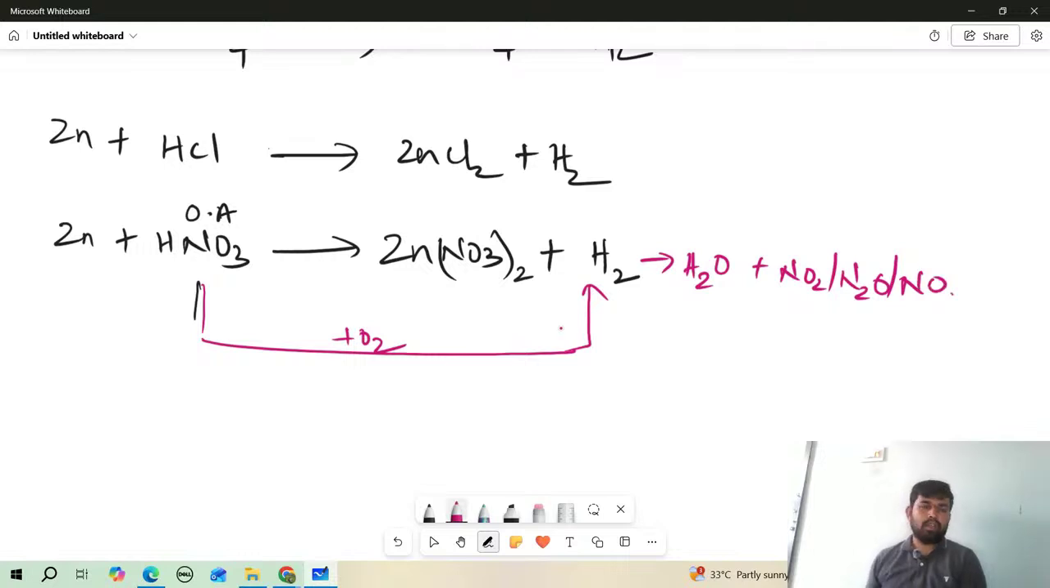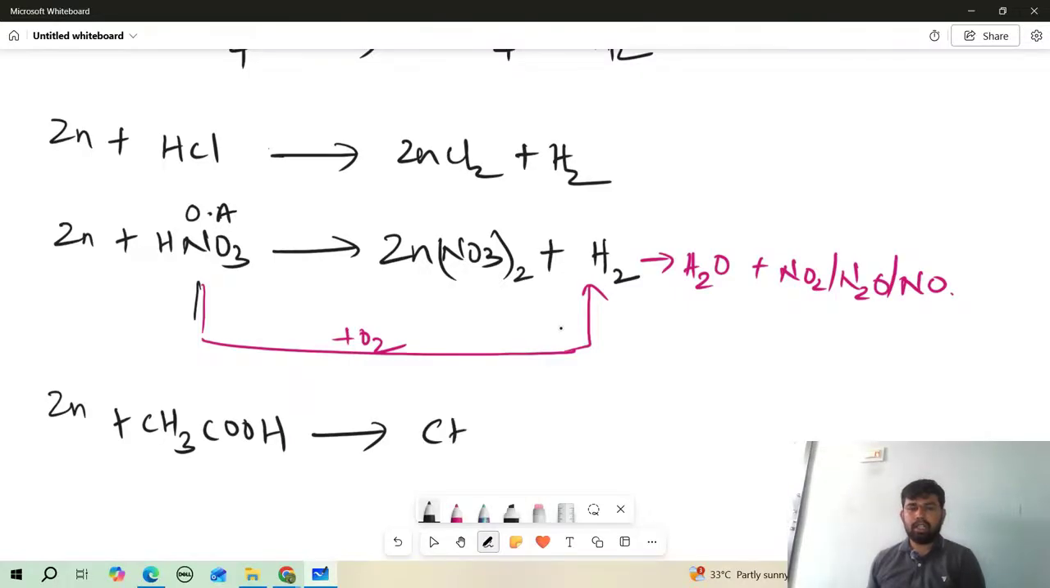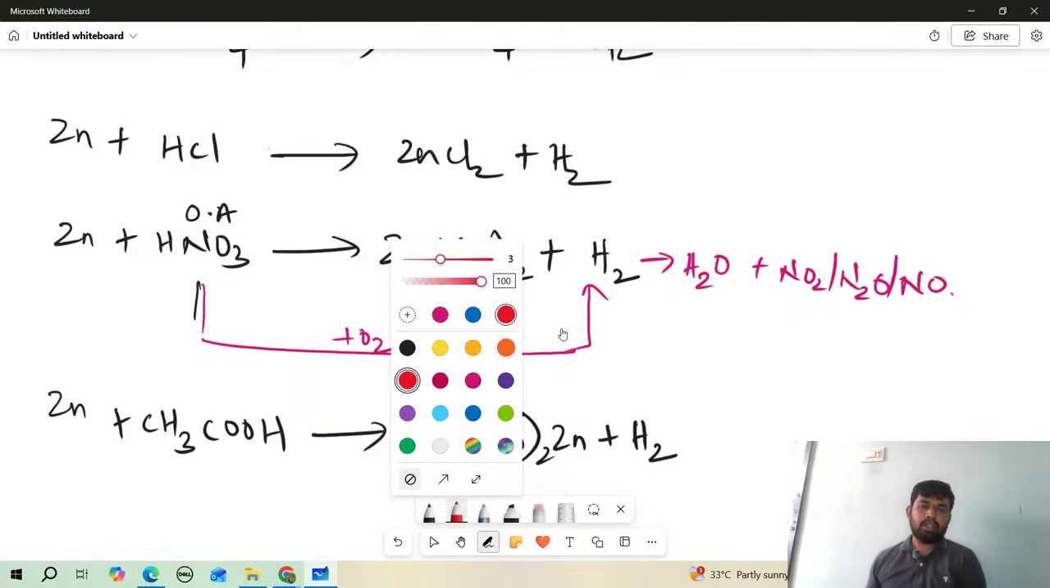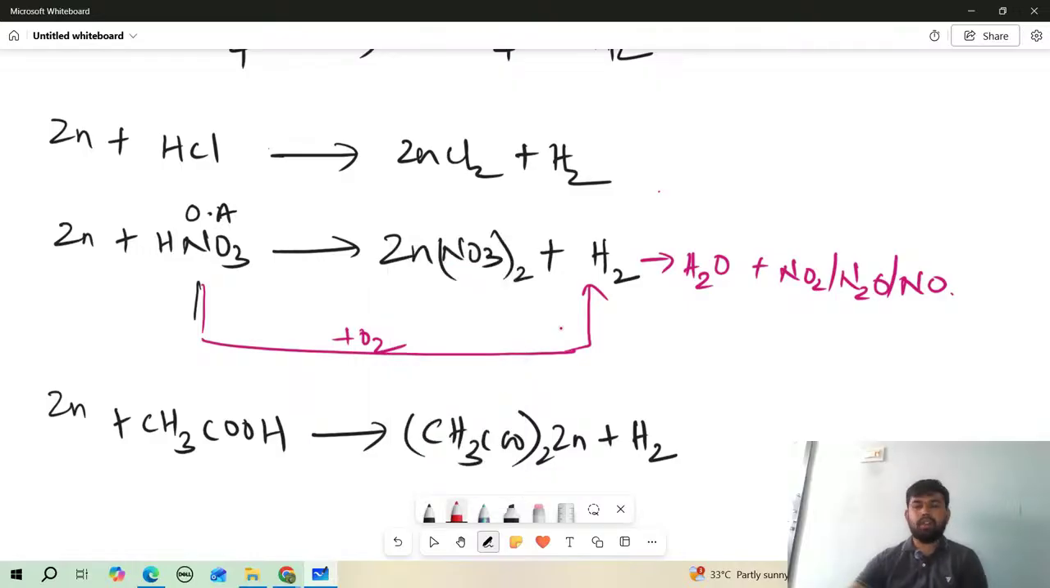Now let me take another example, Zn plus CH3COOH. Why have they given this one? Let me explain. CH3COOH taken twice, Zn and hydrogen gas. Try to understand. Here you should think about two things. One is the rate of formation of bubbles.